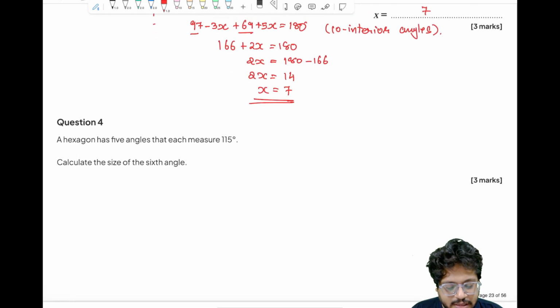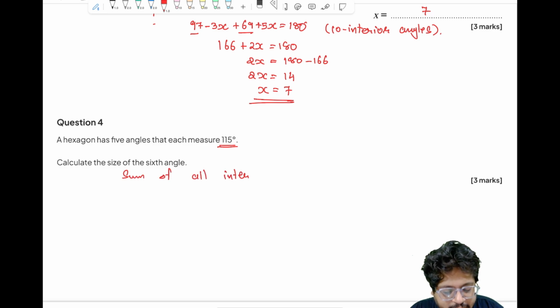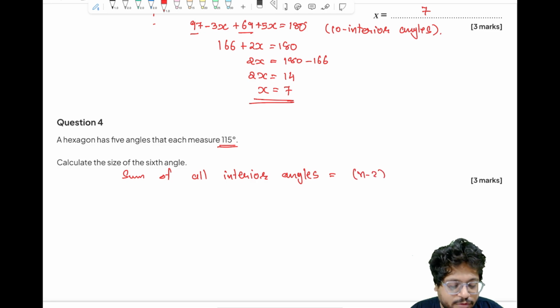Fourth question: a hexagon has 5 angles, each measures 115. Find the sixth angle. So it is not regular, they don't specify that it's regular, so all angles will not be equal, but 5 of them are equal and the sixth one is, let's say, x. Okay, so here we'll use the angle sum property. So sum of all interior angles of any kind of polygon, not necessarily regular, we have this formula: n minus 2 into 180.